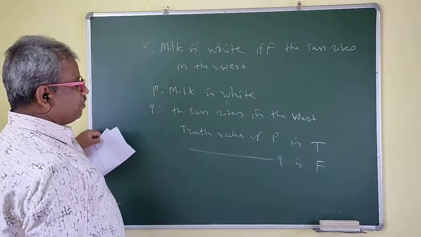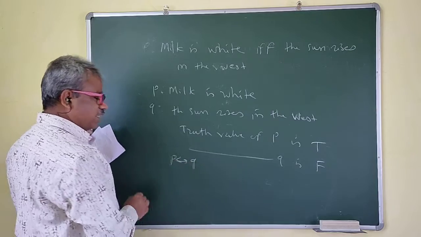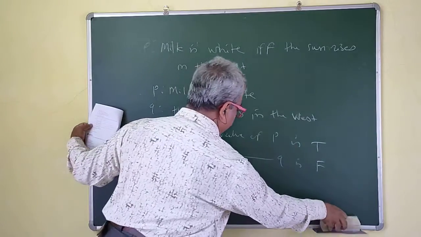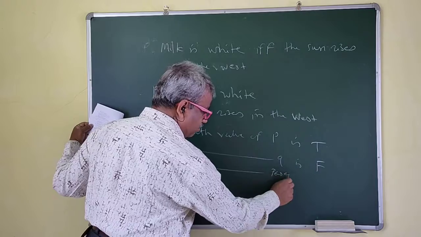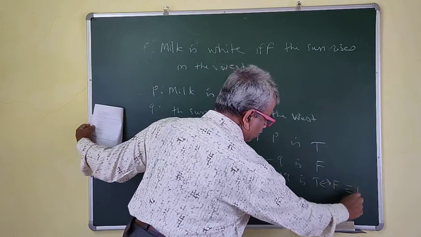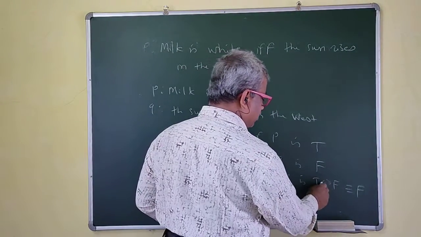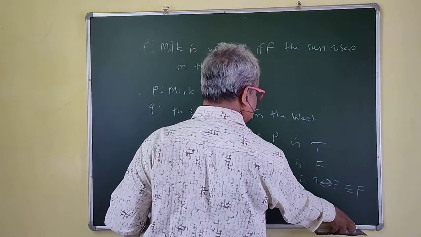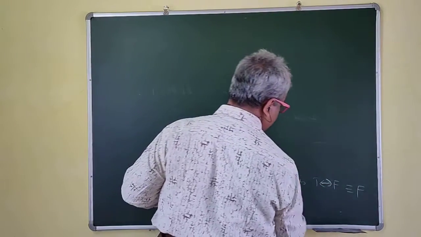Now what is the symbolic representation here? So if and only if, right? This is the symbolic representation. The truth value of P if and only if Q is what? T if and only if F is equal to F. You have to take the rule of the biconditional. If both are the same, that means it is true. Otherwise it is false. So these are the examples.